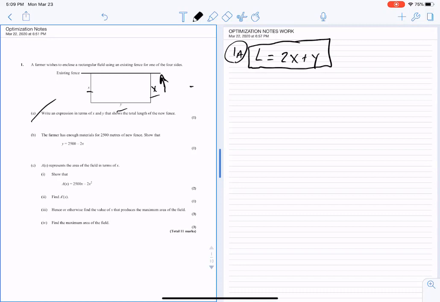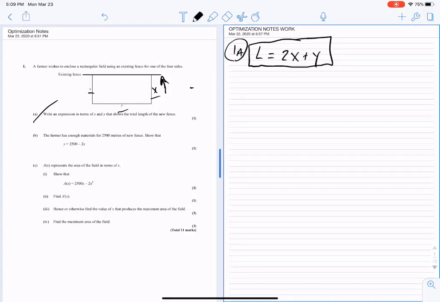The farmer has enough materials for 2,500 meters of new fence. Show that Y equals 2,500 minus 2X. Okay, so this is 1B. We're going to say that our 2X together plus the Y is how much fence we're going to need. Those two sides and then the length. The two sides right there are X and X, and then in the middle is Y. So we're going to add those together, and it's going to give me 2,500 meters worth of fence.